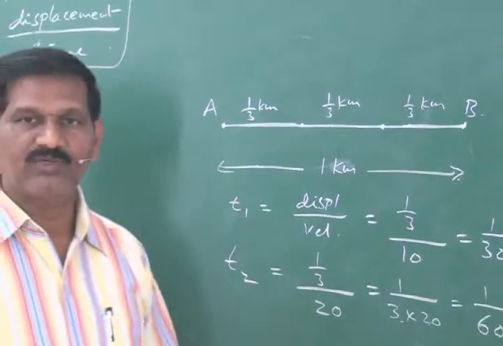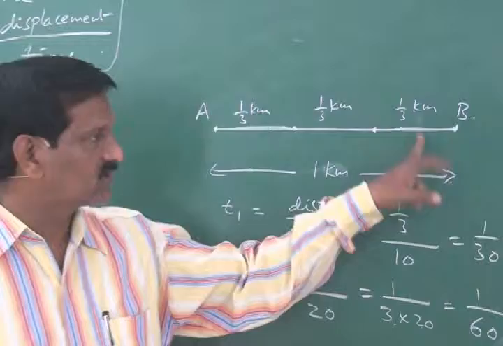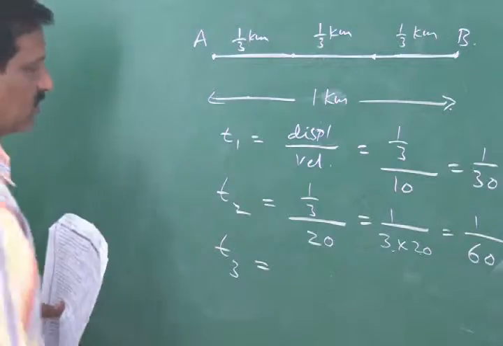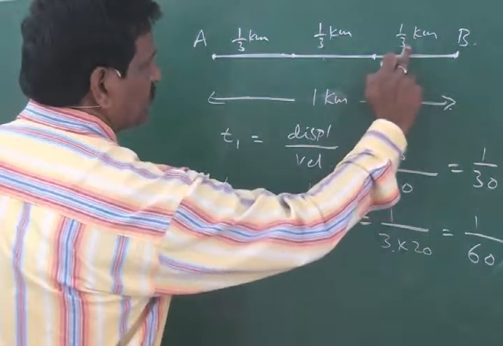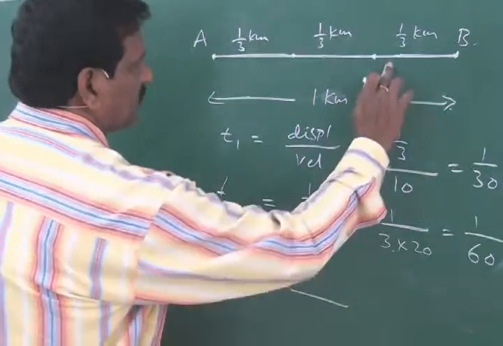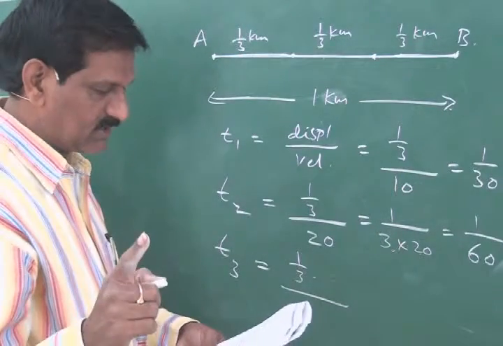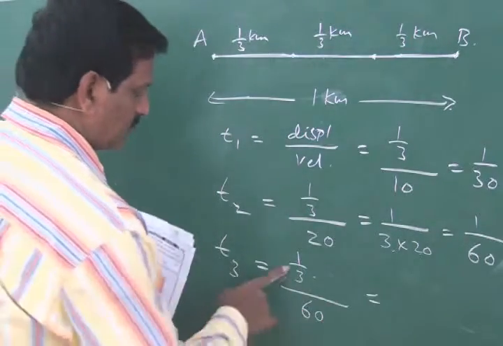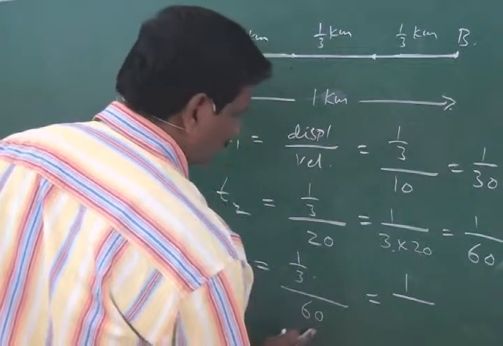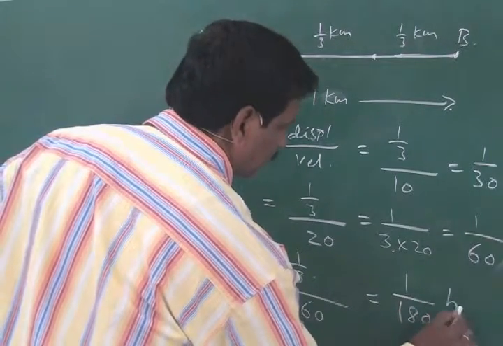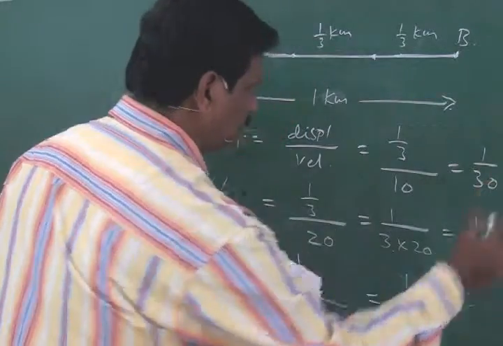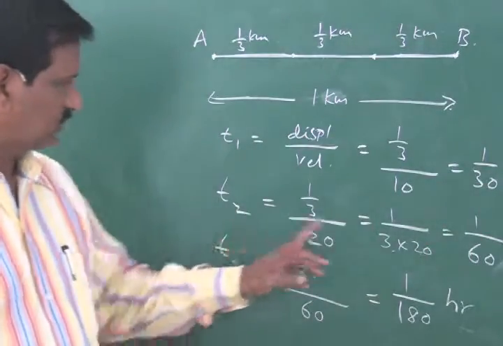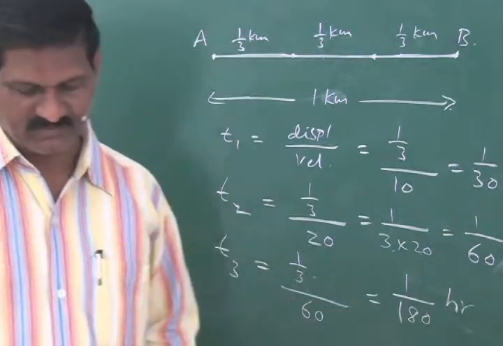Similarly, we have to find the time taken to cover the third part, T3. T3 is equal to displacement, 1/3 kilometer, by velocity. In the third case, velocity is given as 60 kilometer per hour. So T3 is equal to 1/3 by 60, which is 1/180 hour. So T1 is 1/30 hour, T2 is 1/60 hour, and T3 is 1/180 hour.